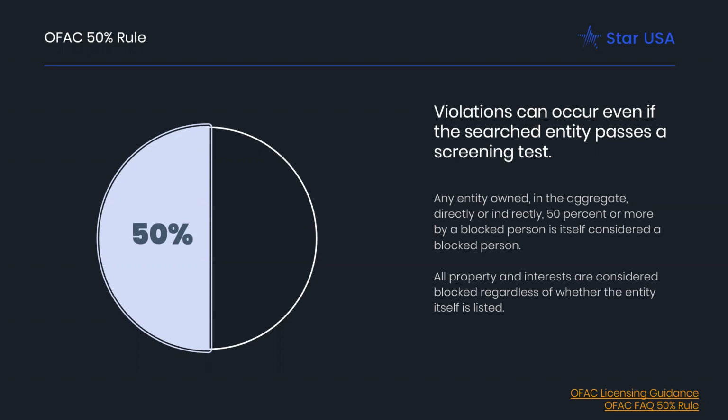So the 50% rule states that any entity owned in the aggregate, directly or indirectly, 50% or more by a blocked person is itself considered a blocked person. So even if the company that you're selling to or that you've done your screening on is not a blocked person, if they are 50% or more owned by a blocked person, then that entity is also blocked. All property and interests are considered blocked regardless of whether the entity itself is listed.